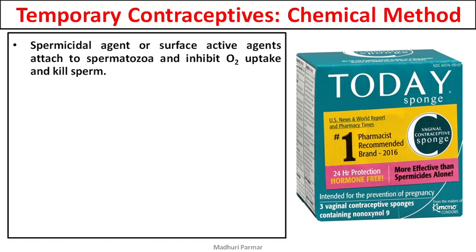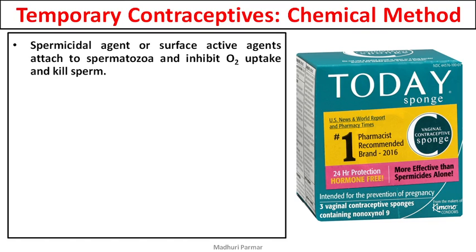And if you break the plasma membrane, everything, the cytoplasm and its content, will be pushed out, right? It will all be coming out, and so the cell will die. So these are called surface active agents. You can call them spermicidal agents or surface active agents. What do they do? They attach to the spermatozoa, or sperms, and inhibit the oxygen uptake. So they will not allow the sperms to take up oxygen.